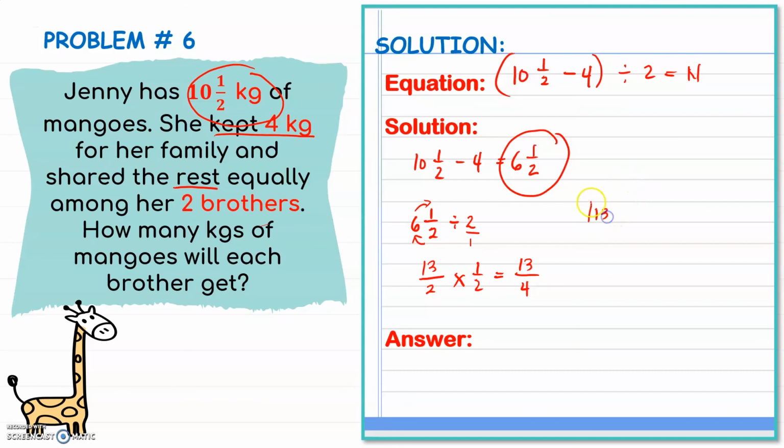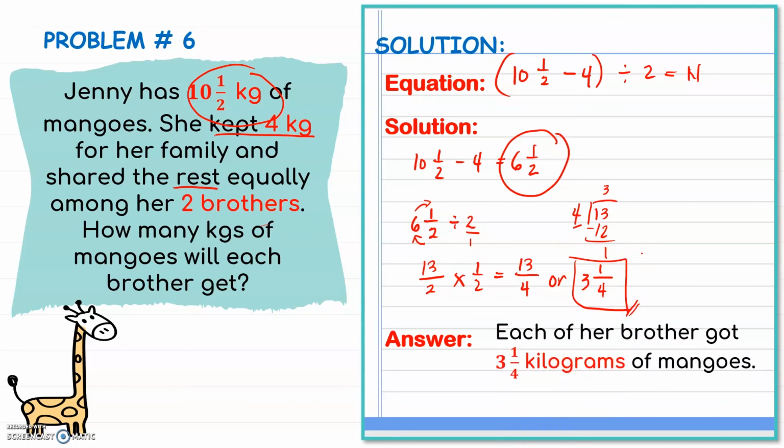So let's divide the numerator and the denominator. 13 divided by 4 is 3. 3 times 4 is 12. Then we'll have a remainder of 1. So that means 13 over 4 is simplified as the whole number 3 will be written here. The remainder will be the numerator and the divisor will be the denominator. So our final answer now is 3 and 1/4. Therefore, each of her brothers got 3 and 1/4 kilograms of mangoes.